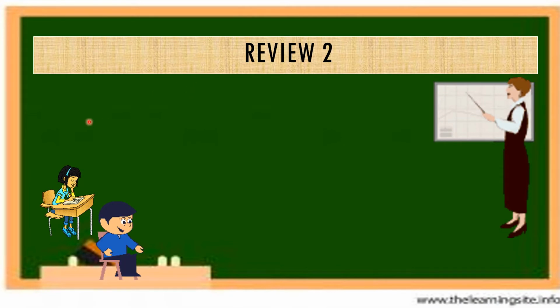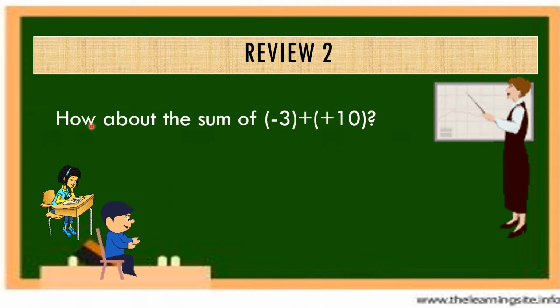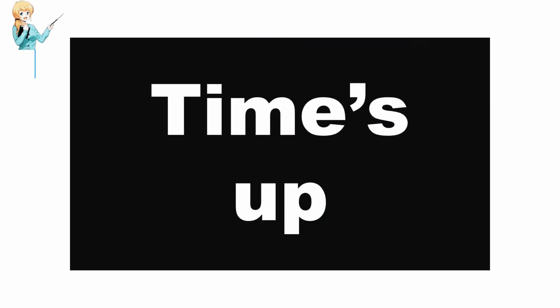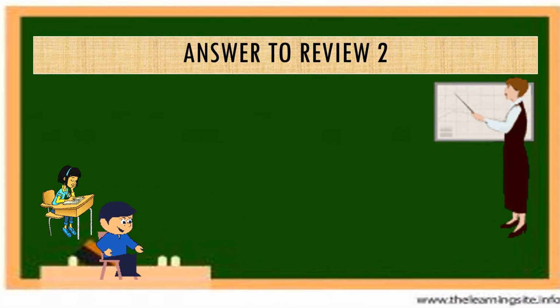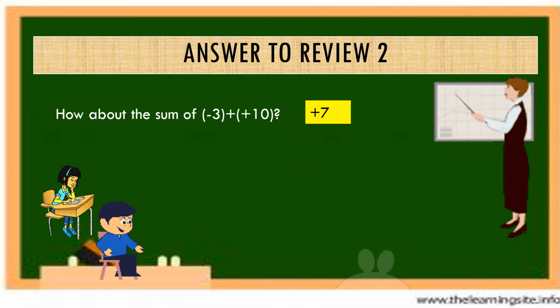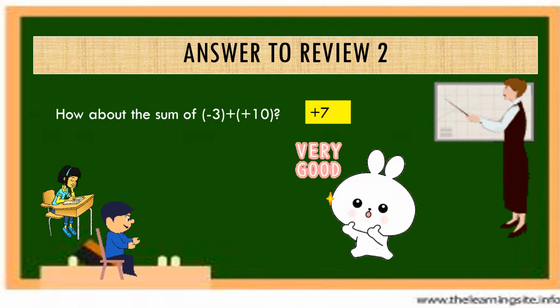We are in review number 2. How about the sum of negative 3 plus positive 10? What is the result? We have the answer to review 2. What is the answer? The answer is positive 7. Very good. You got it correct again.